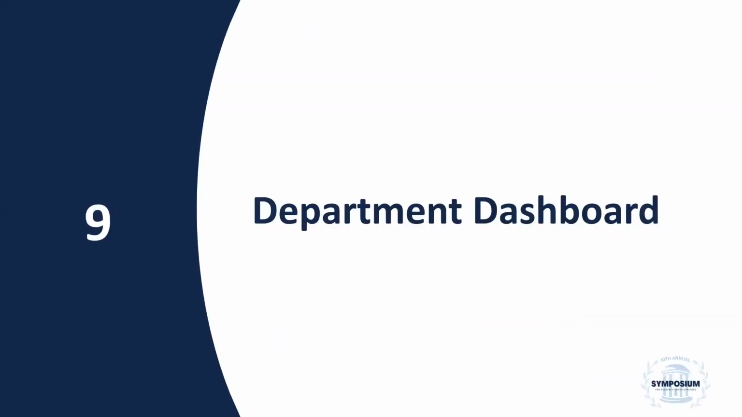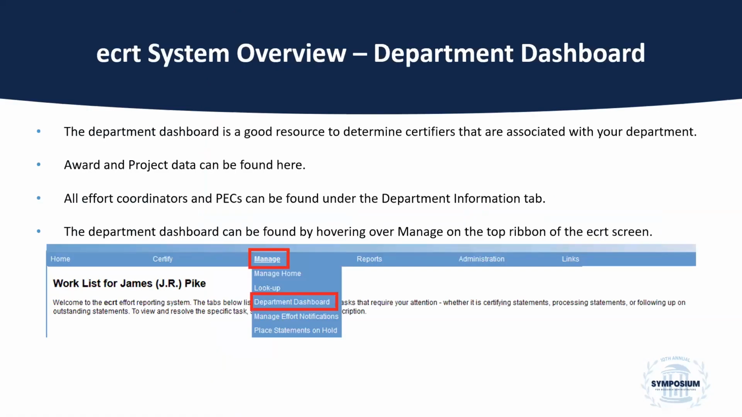Another key tool that can be used by the department during the certification process is the department dashboard in eCert. The department dashboard is a good resource to determine all certifiers that are associated with your department. You'll also be able to look at award and project data there. And you could also see all effort coordinators and primary effort coordinators that are assigned to your department. The way that you would navigate to the department dashboard is under the Manage tab on the top ribbon in eCert. You would click Department Dashboard and then search on your department number.